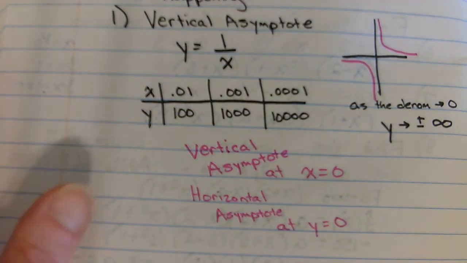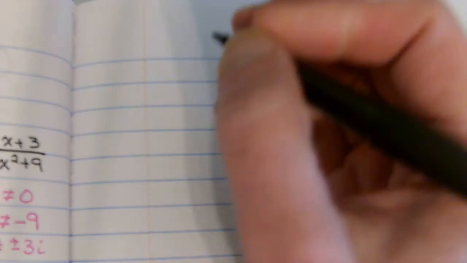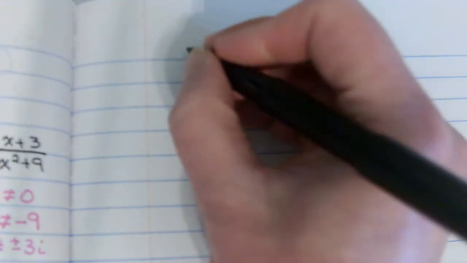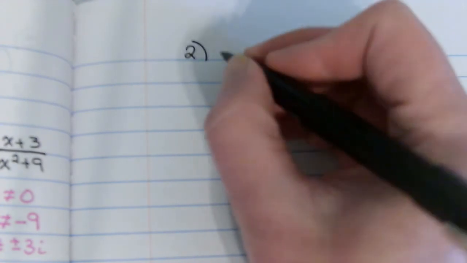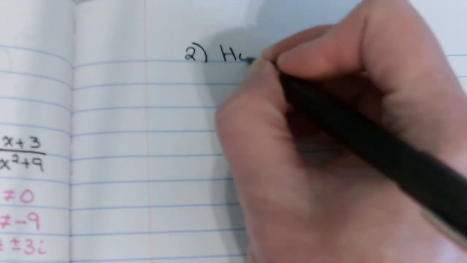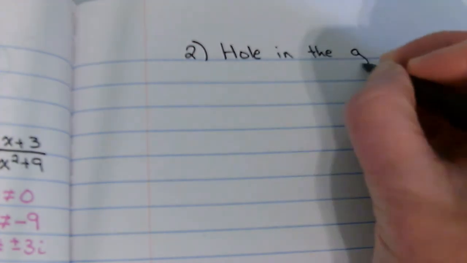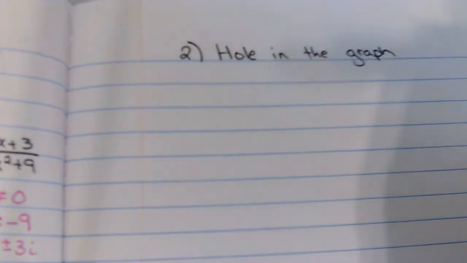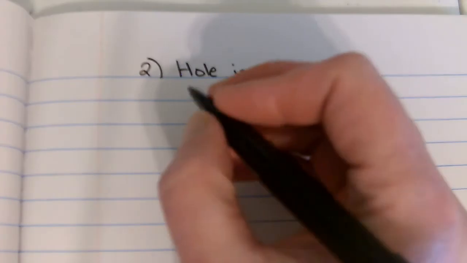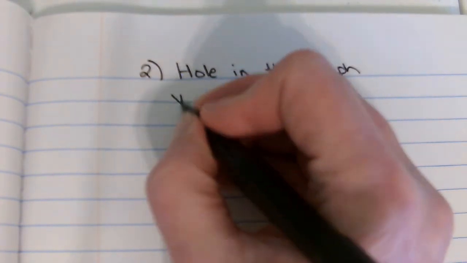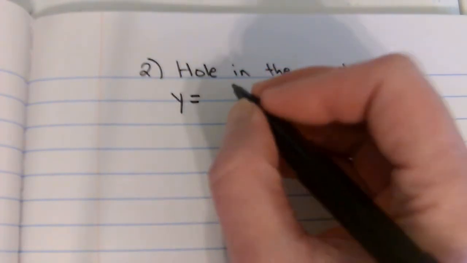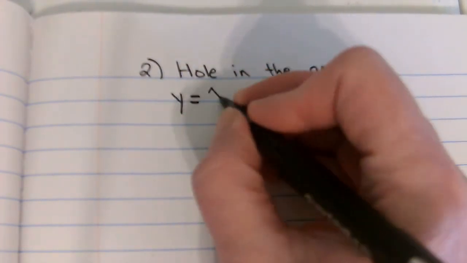Now the next option for what could be happening when we have a bad number. Option 2 is that there's actually what is called a hole in the graph. So I'm going to use, let's see, we got this example.